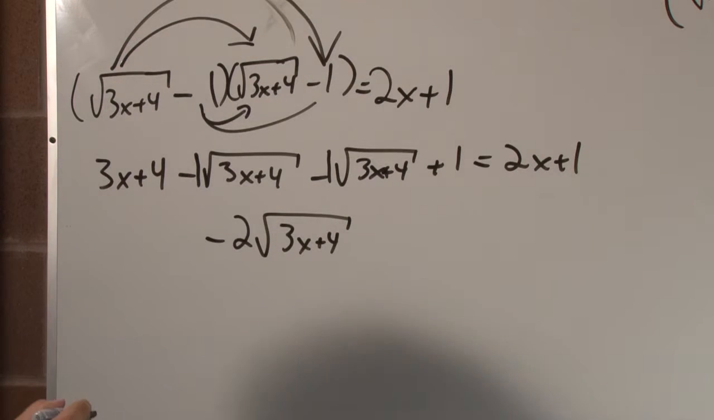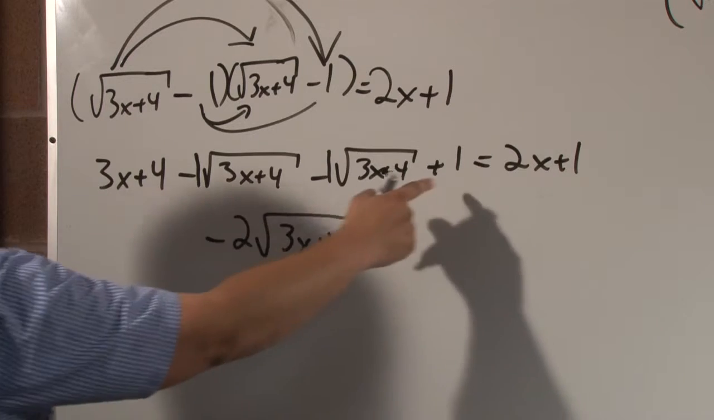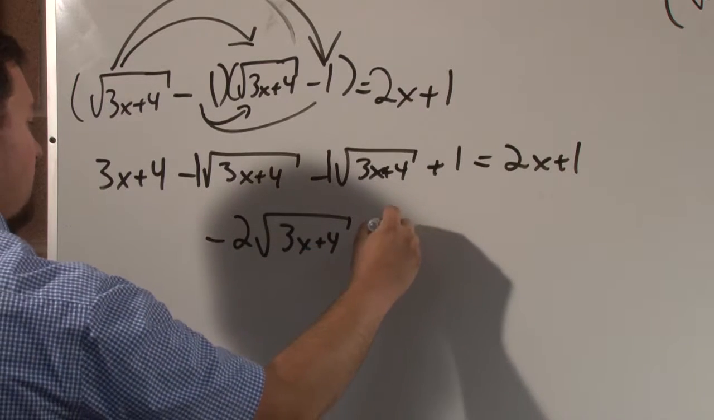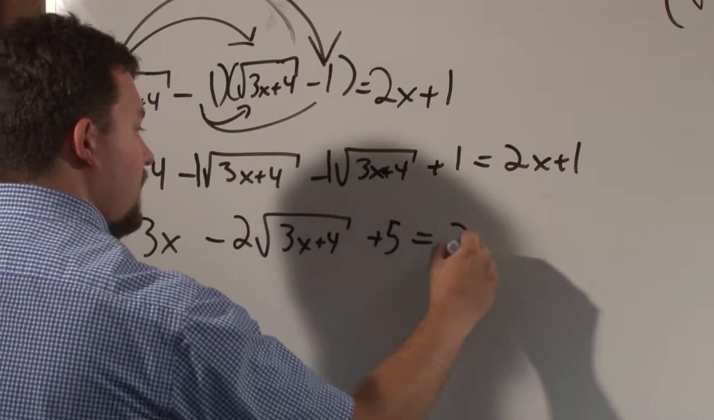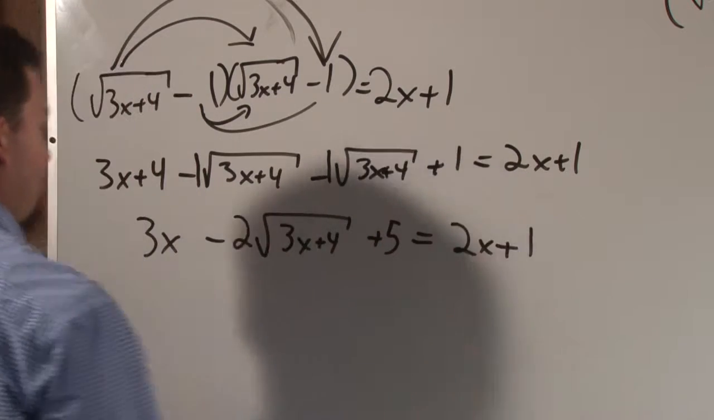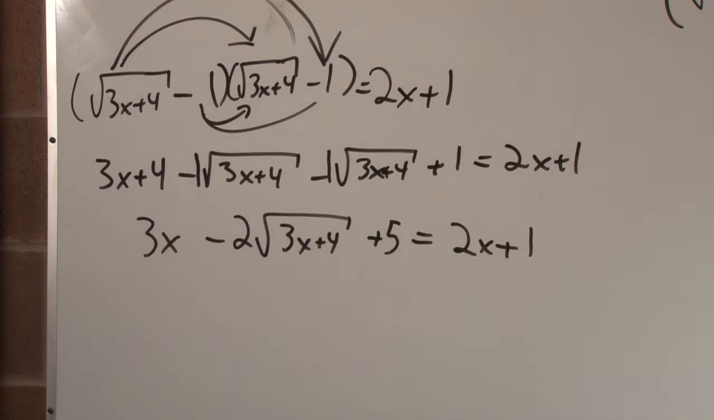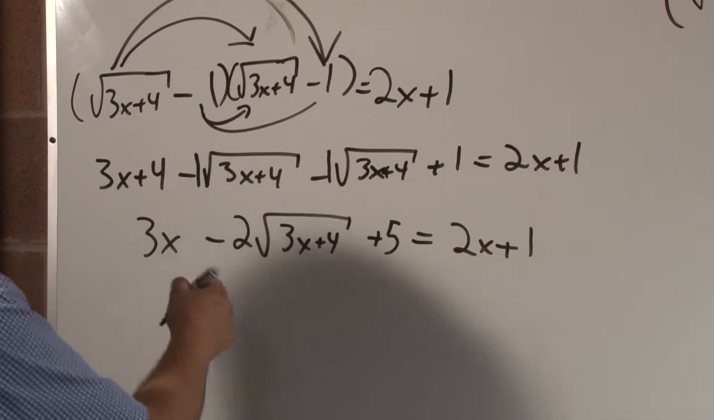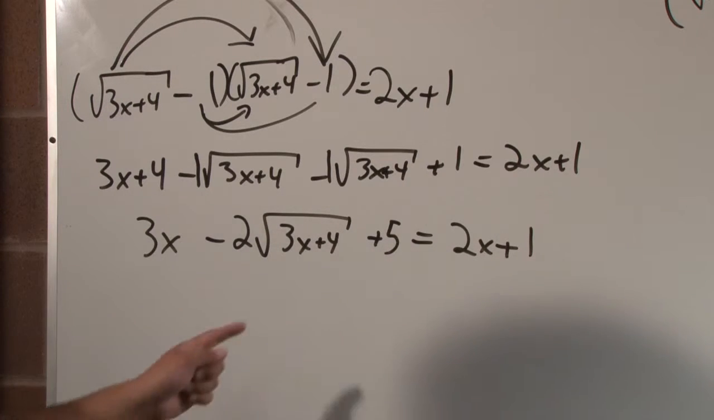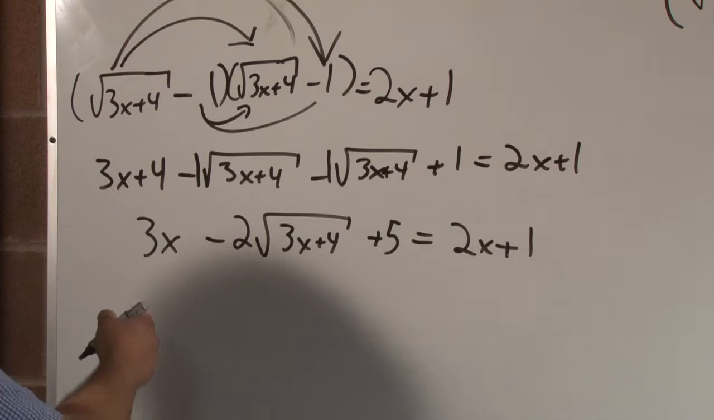Alrighty, what else can I combine? Well, I've got a 4 and a 1, so I can make a 5. And I can put that 5 anywhere, and I've got a 3x over here. So that step was simply combining like terms. But now I've still got the radical, which means I have to do the same thing again. So get everything on one side and get the radical by itself.